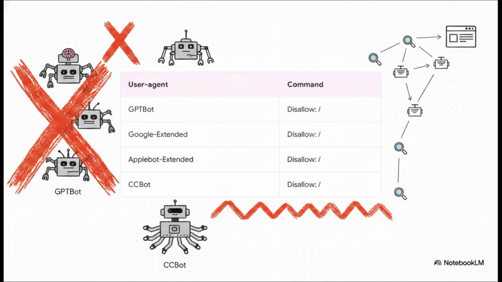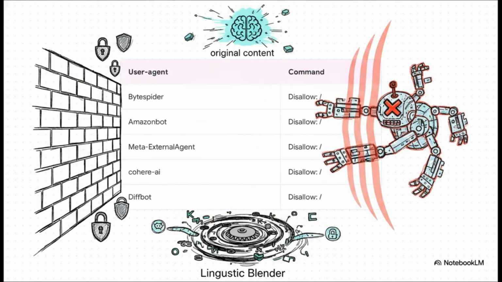We've also got CCBot on this list, which is the massive common crawl bot that feeds countless open-source AI projects. And the disallow list continues pretty aggressively. The template blocks ByteSpider, AmazonBot, Meta External Agent, Cohere AI, and DiffBot. Actually, notice Meta External Agent there. Just a minute ago, we allowed Meta External Fetcher to ensure citations worked. But the agent bot? That one is just for training, so it gets the block.